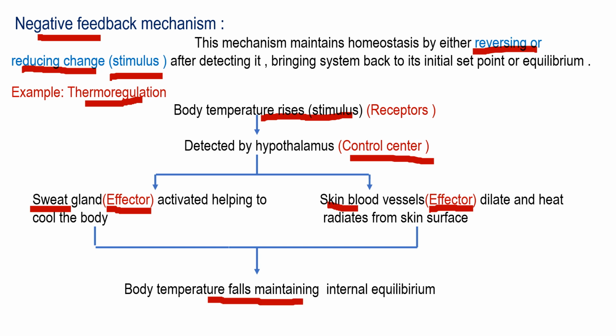So initially body temperature is rising, but finally body temperature has fallen down. In this way you can understand how this mechanism reversed the initial stimulus to maintain an internal equilibrium.